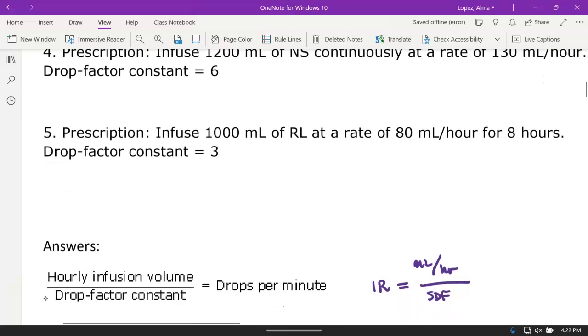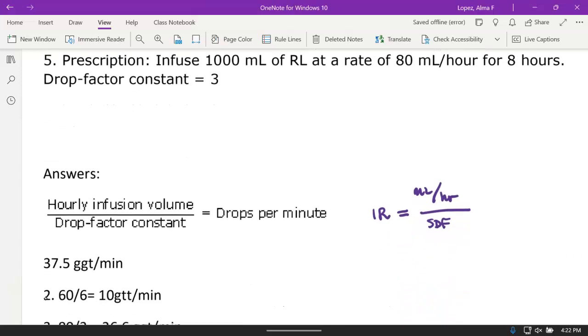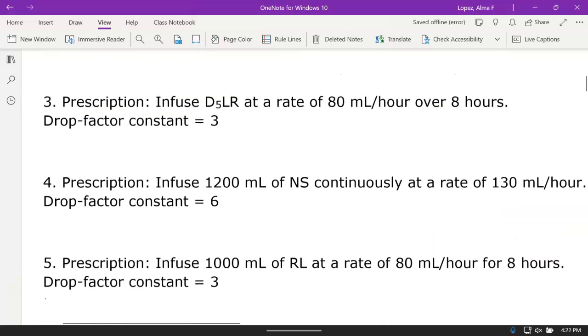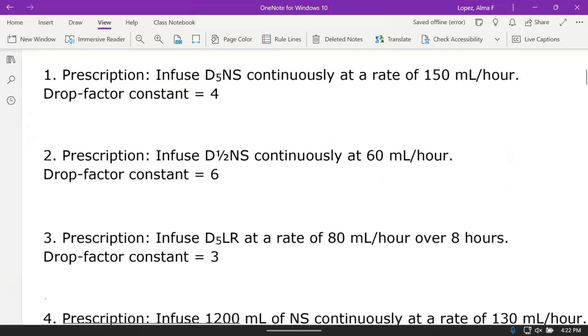They actually have a formula down below, and I went ahead and rewrote it this way because that's really all it is. If you know the hourly infusion rate, which is milliliters per hour, and of course the bottom number is our standard drop factor. So let's go ahead and do these really quick.